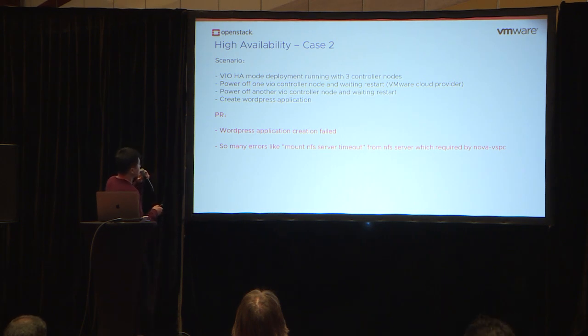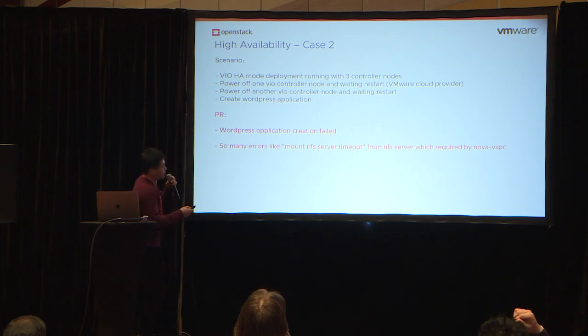Then we ran the WordPress application to verify whether the OpenStack function works, and we found the WordPress failed. There were so many errors, like mount timeout, from the Nova vSphere compute service.